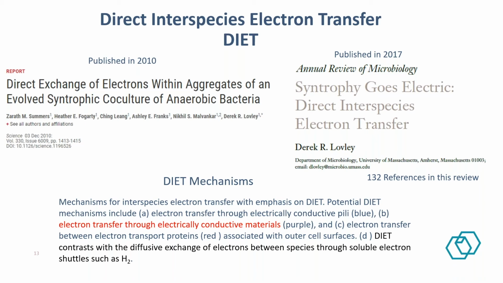So here are the potential DIET mechanisms: electron transfer through electrically conductive pili, electron transfer through electrically conductive materials, that's our activated carbon, and electron transfer between electron transport proteins associated with other cell surfaces. Understanding DIET and the functionality it affords microbial communities associated with activated carbon is important. It opens up possibilities for added functions and capabilities for microbial community contaminant degradation. Dr. Lovley terms these microbes dieters, or he calls them E-communities, electronic or electric communities.